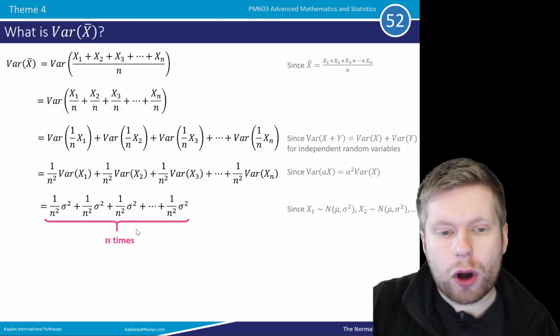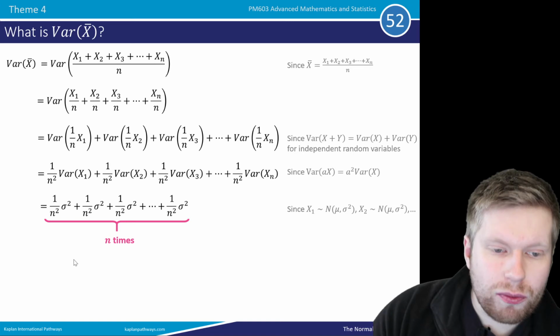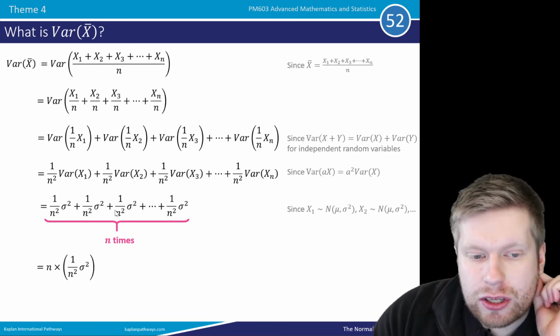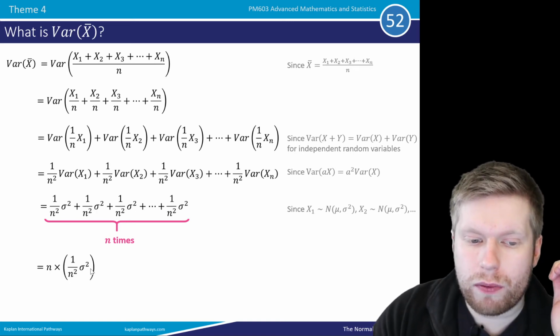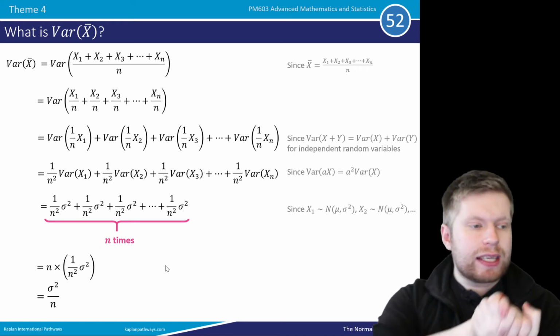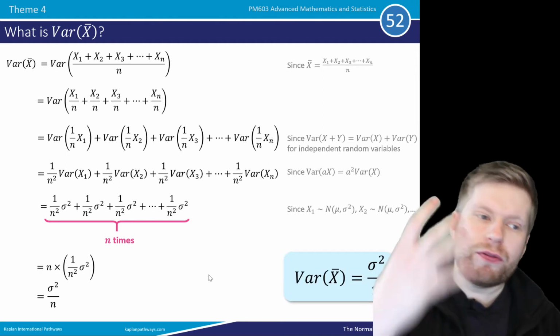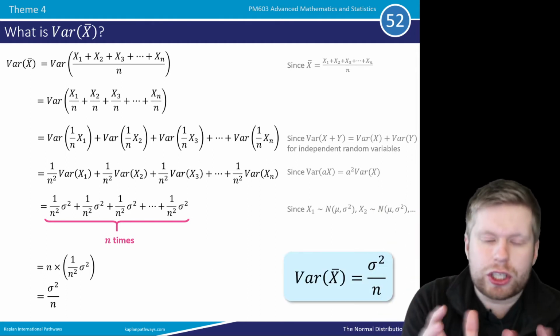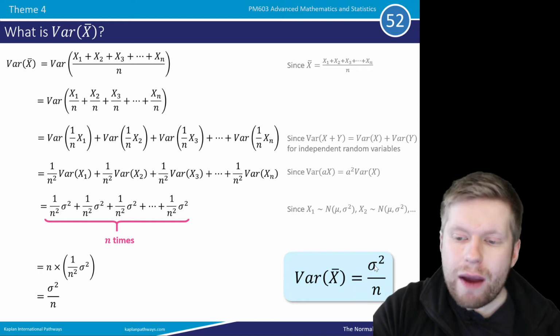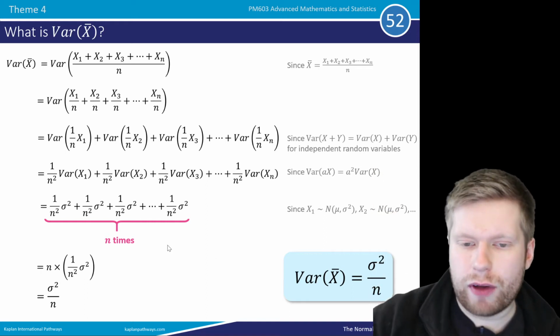Now, how many of those have I got? I've got n of them, because I've got n crunchy caramels in my sample. So I can write this as n times 1 over n squared times sigma squared. With a little bit of simplification, I get sigma squared over n as the variance of my sample. So the variance of my 5 crunchy caramels should just be whatever the variance is of 1 crunchy caramel, but decreased by a factor of n.